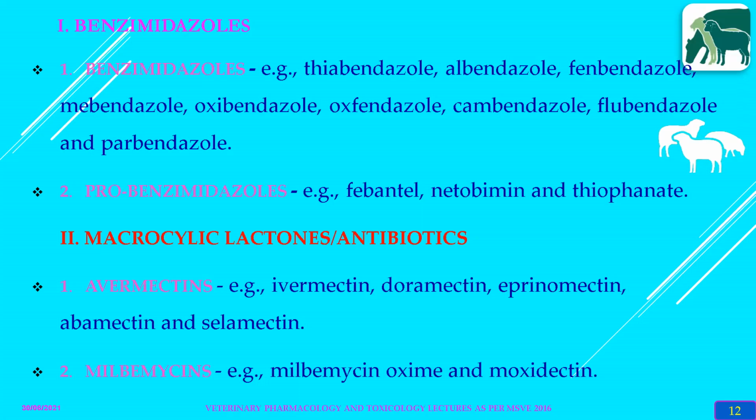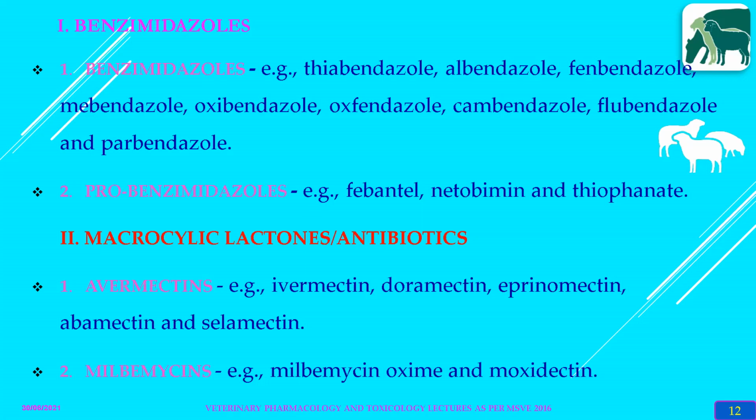First is benzimidazoles, and the second main category is macrocyclic lactones, or the antibiotic anthelmintics. Examples are the ivermectins: ivermectin, doramectin, eprinomectin, abamectin, and selamectin. Already we have learned a little about all these things in the antiviral drugs also.